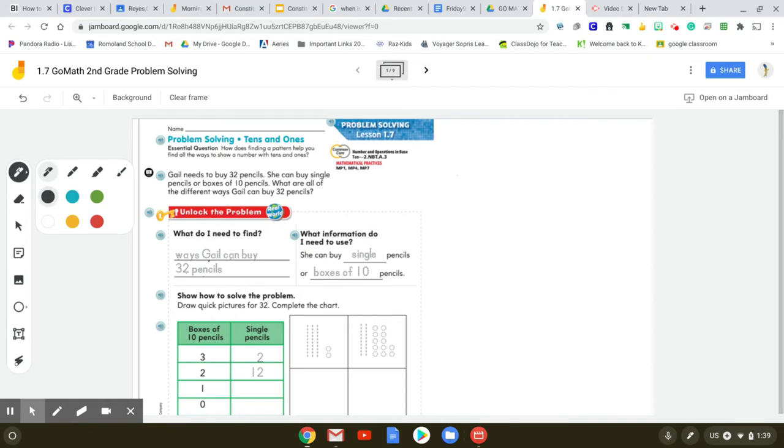Okay, so we're going to be looking for a pattern, okay? So Gail needs to buy 32 pencils. She can buy single pencils or boxes of 10 pencils. What are all the different ways Gail can buy 32 pencils?